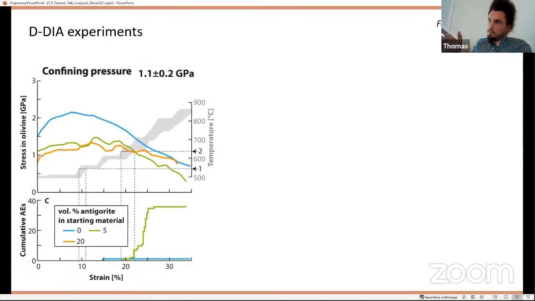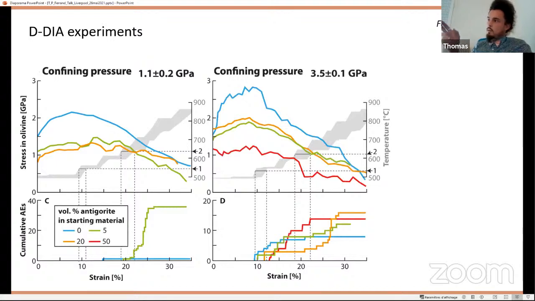So these were the results at 1 GPa, and this is the same at 3.5 GPa. And here you see that you have acoustic activity in every experiment, and you see a very nice stress drop in the red curve here with 50% of Antigorite, because if you have 50-50, you necessarily have a connected Antigorite network from the top of the sample to the bottom. And so when you destabilize it, you necessarily see it on the stress-strain curve at the sample scale.